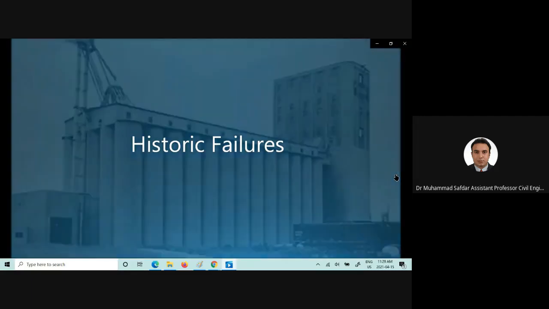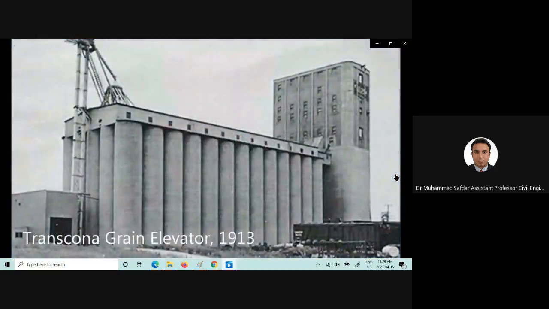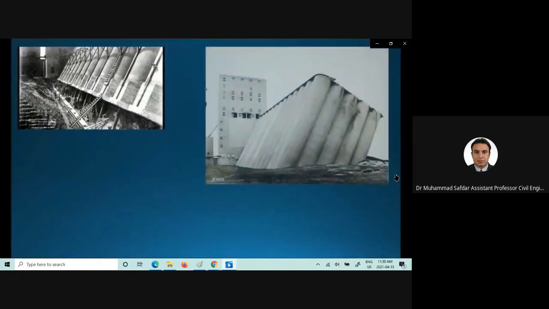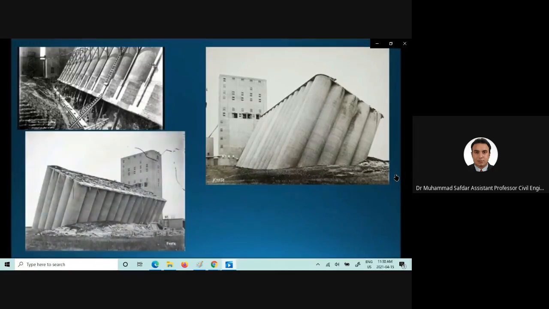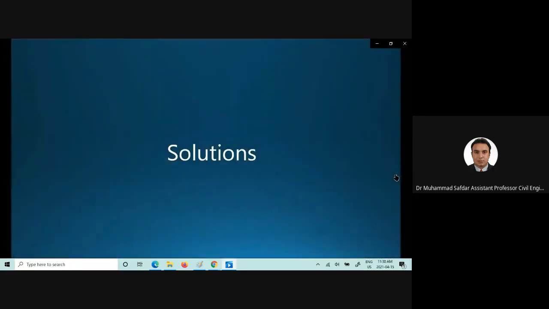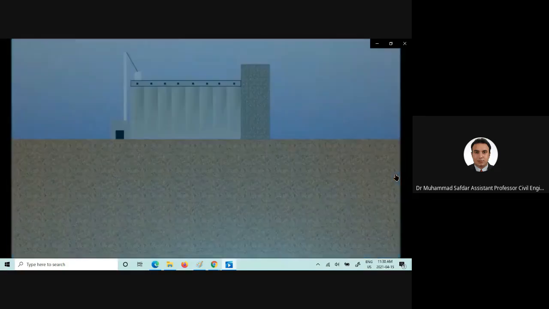Different bearing capacity historic failures. This was constructed in Manitoba, Canada. So they underestimated the weight of the grains where they store the wheat grains there and overestimated the bearing capacity of the soil. That's why that structure failed.